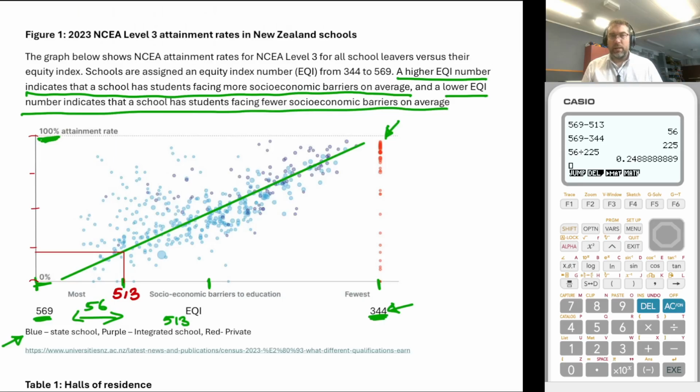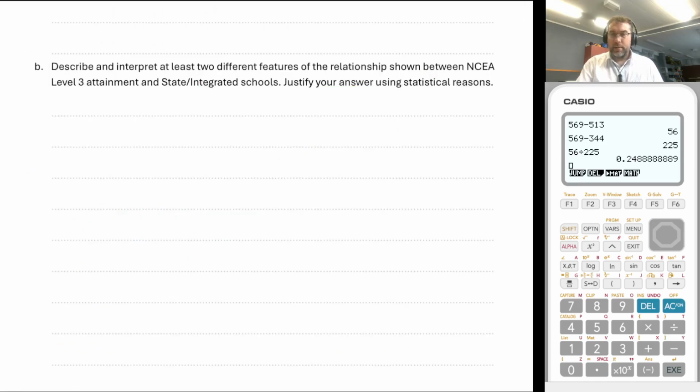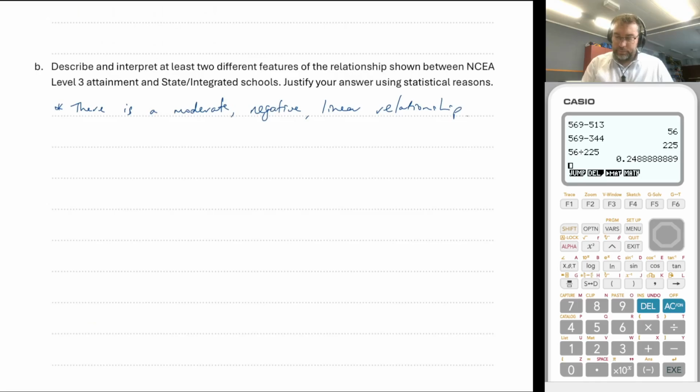Now, normally we would say this is a positive relationship with the gradient going uphill like it is at the moment. But because of our negative scale at the bottom, this is actually a negative gradient. It's a little bit of a tricky one with that. So I would go back to my exam paper and I would write, there is a moderate negative linear relationship. That's the mathematical context of this.